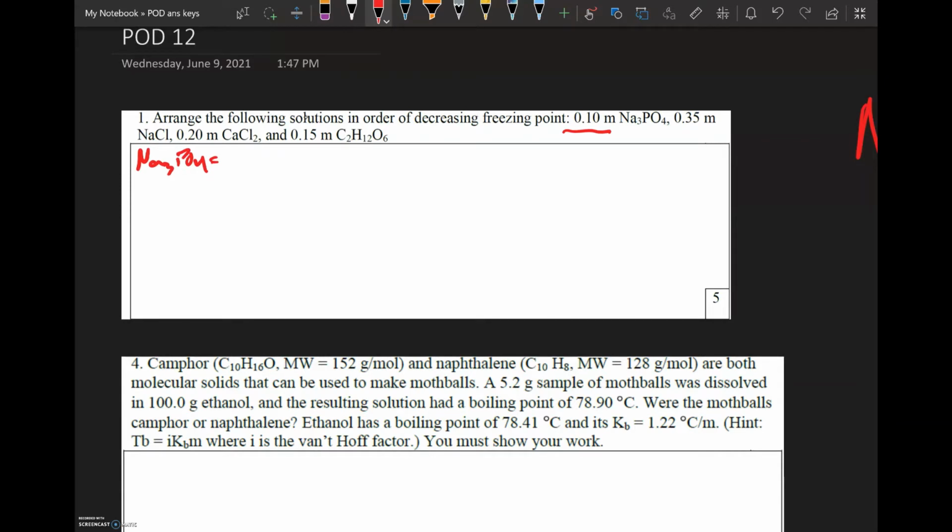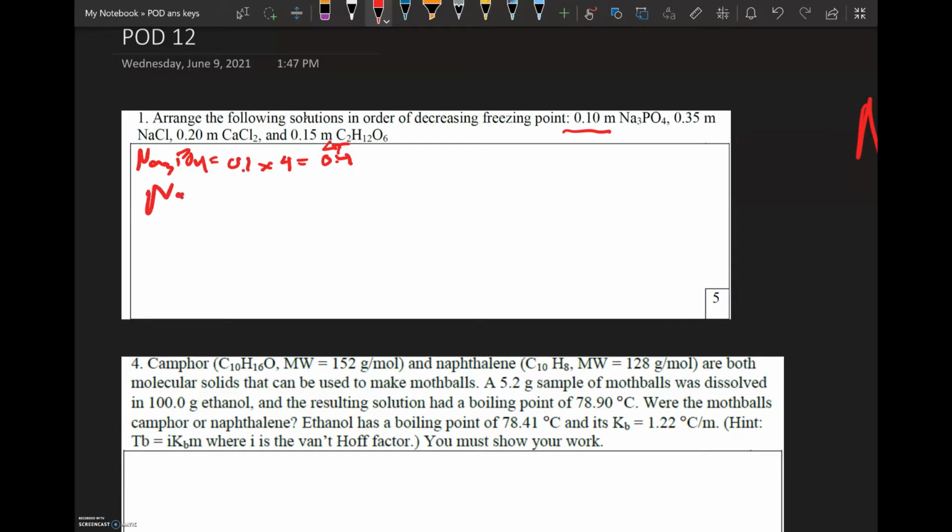Now, we don't need to worry about Kb or Kf. In this case, Kf doesn't matter because Kf is a constant. It's not going to change. What will change delta T are the molality and the Van Hoff factor. So that's what we want to pay attention to more. So we have 0.1 times 4, which gives me 0.4 for my delta T. And all these are based in water, aqueous. So when we do the final part, we will have to take into consideration the freezing point of water.